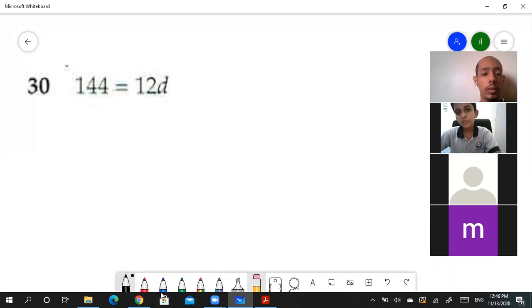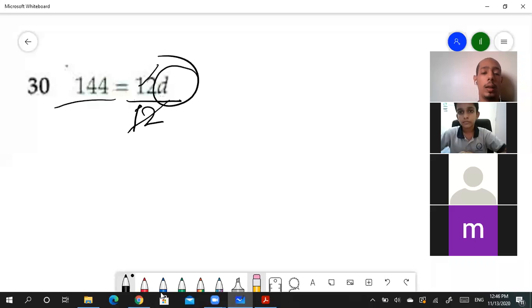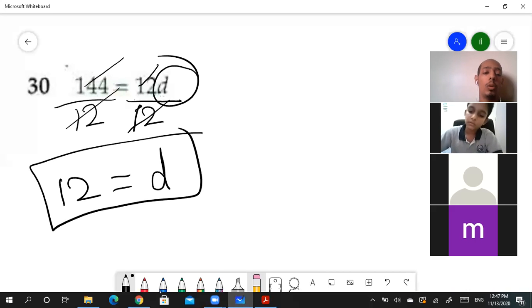Yes, we can divide. I want the unknown to be on one side alone, right? So what should I do? I should divide by 12 to get rid of the 12 here. Once I divide by 12, I need to divide both sides to keep the expression equal, right? So 144 divided by 12 gives me 12, and 12d divided by 12 gives me 1d. 1d means d. So d equals 12.